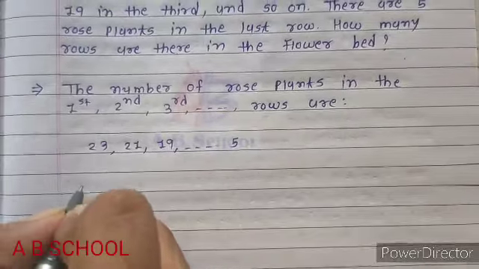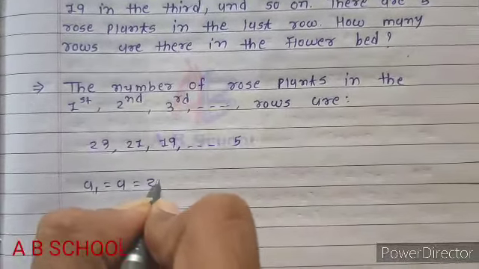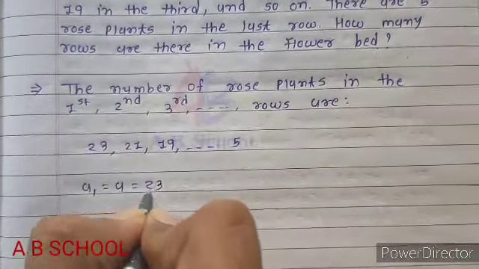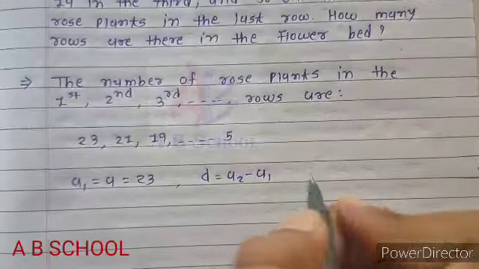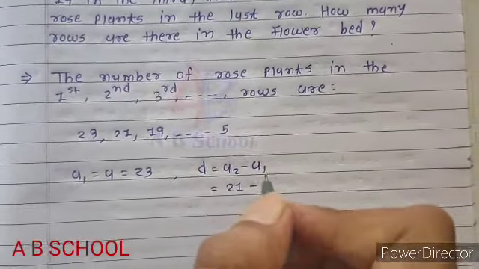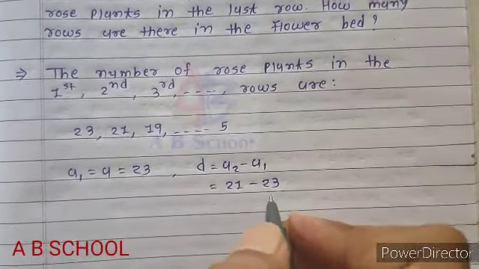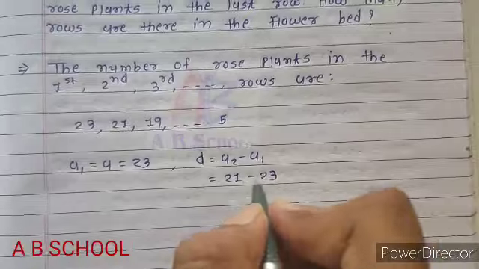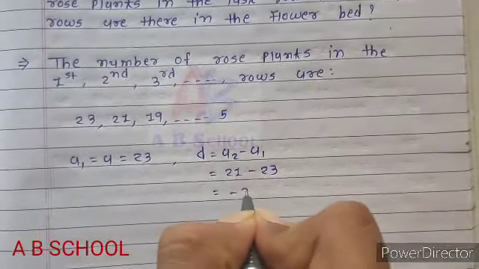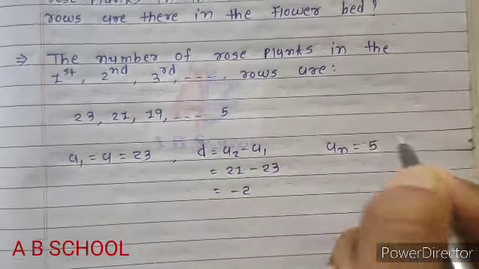The first term a1 is equal to a is equal to 23. Common difference d is equal to a2 minus a1. The value of a2 is 21 minus the value of a1, which is 23. So 21 minus 23 is equal to minus 2. The last term an is equal to 5.